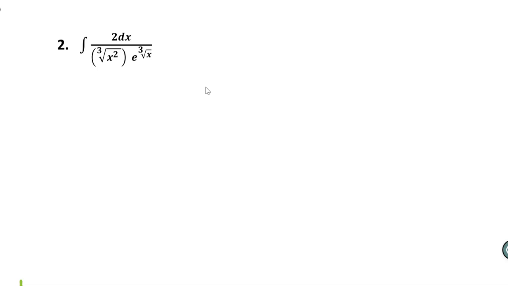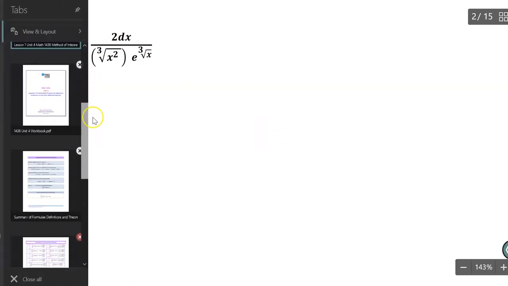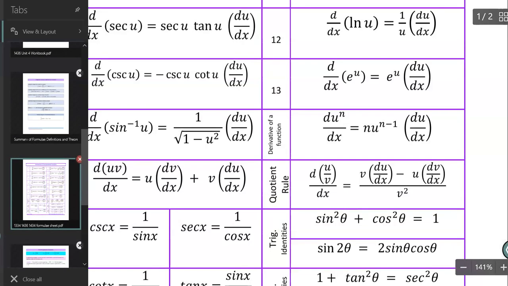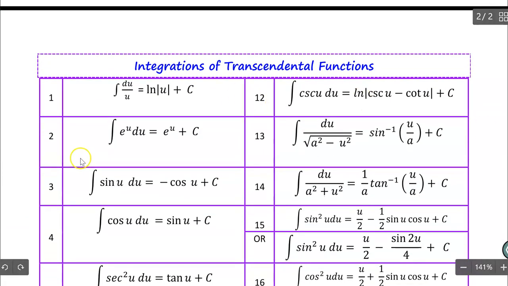Using the substitution method means you have to let u equal to something. In this case, I strongly recommend that you let u equal to the exponent of e. Why do I suggest that? Because on the formula sheet that I've given to everyone, you will see that the integral of e raised to exponent u du is equal to e raised to exponent u plus c. So you can go ahead and apply these formulas.